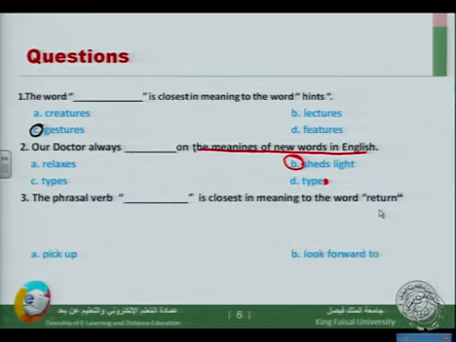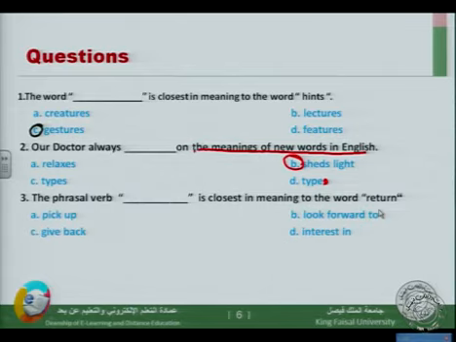The phrasal verb is the closest in meaning to the word return. What is the meaning of return? Pick back, look forward to, give back, interest in. It is give back. Pick up is incorrect, it means to select. Look forward to, like you're eager to meet someone.